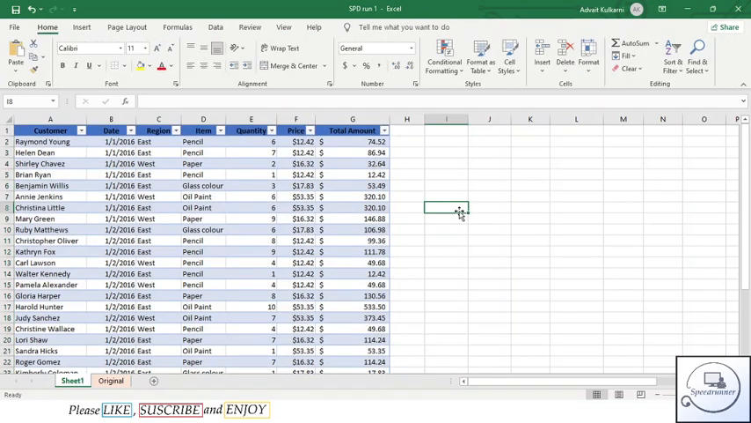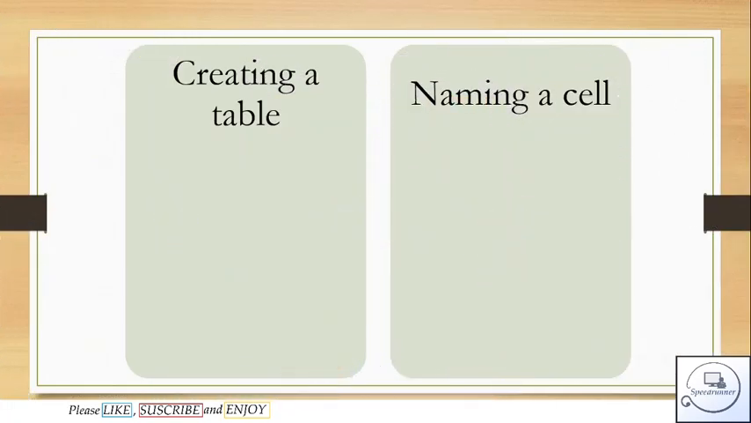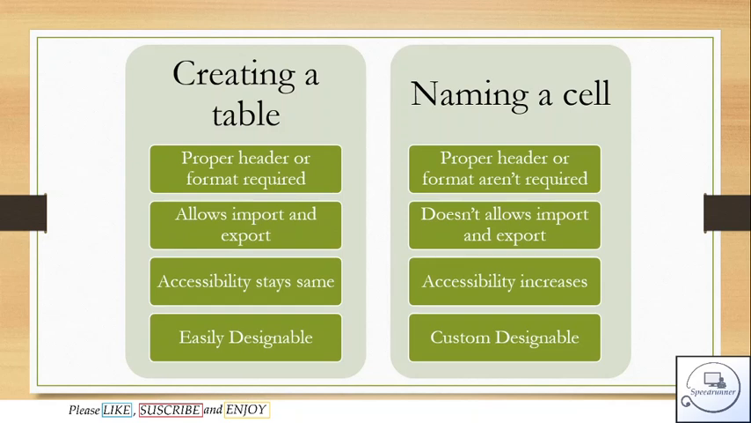So let us learn why we use the table. What is the major difference in creating a table and naming a cell? For creating a table, proper header and format is required, while for naming a cell or a cell range, header and format aren't required. Creating a table allows import and export of tables, unlike naming the cell. While after we create the table, the accessibility to the table remains the same.